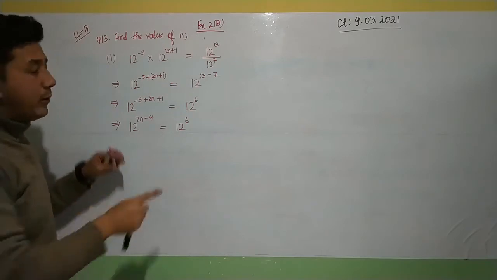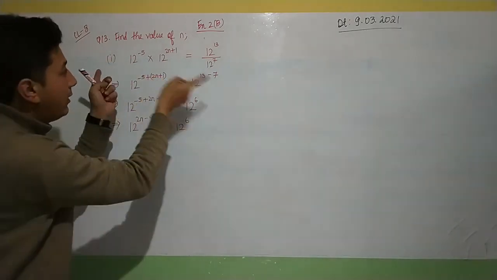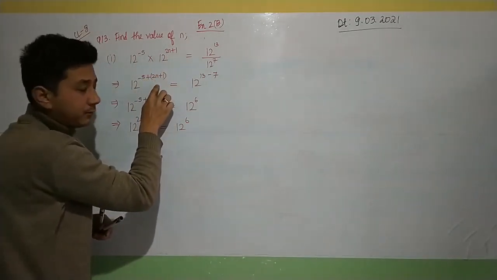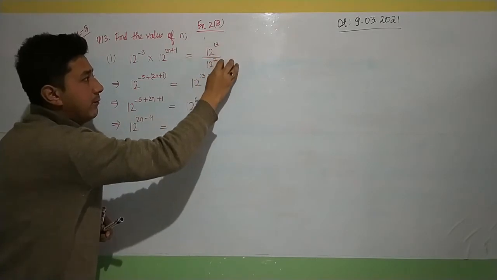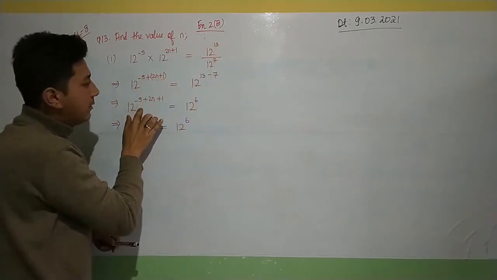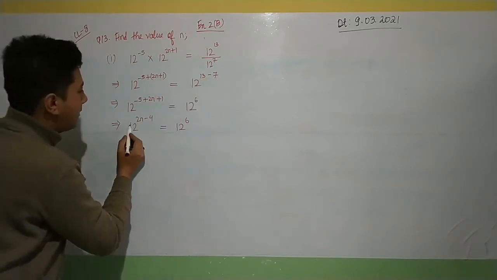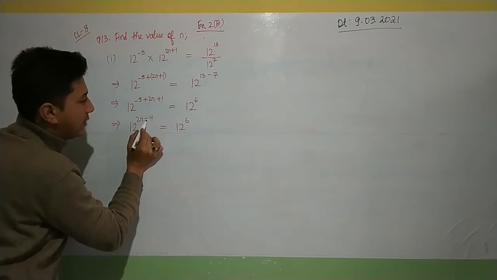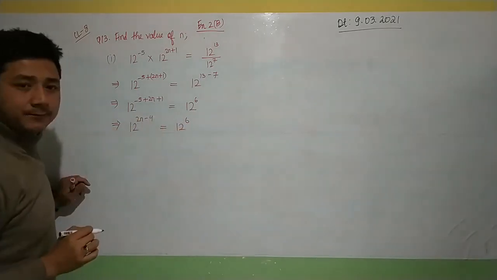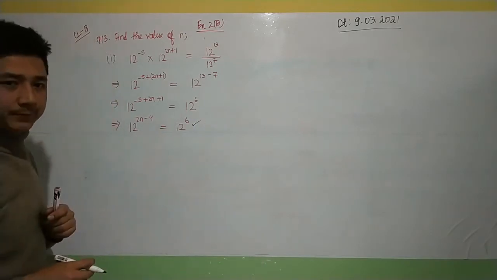So what we know, when the bases are same, and if in between there is a multiplication sign, we can always add the powers. So minus 5 plus 2n plus 1 is equal to, use the quotient law, 13 minus 7. Alright, so minus 5 plus 2n plus 1 is equal to 13 minus 7, which is 6. Okay, so hence minus 5 plus 1 is minus 4. So 2n minus 4 is equal to 12 to the power 6. I hope you are clear till here. Please pause the video, note it down and understand.